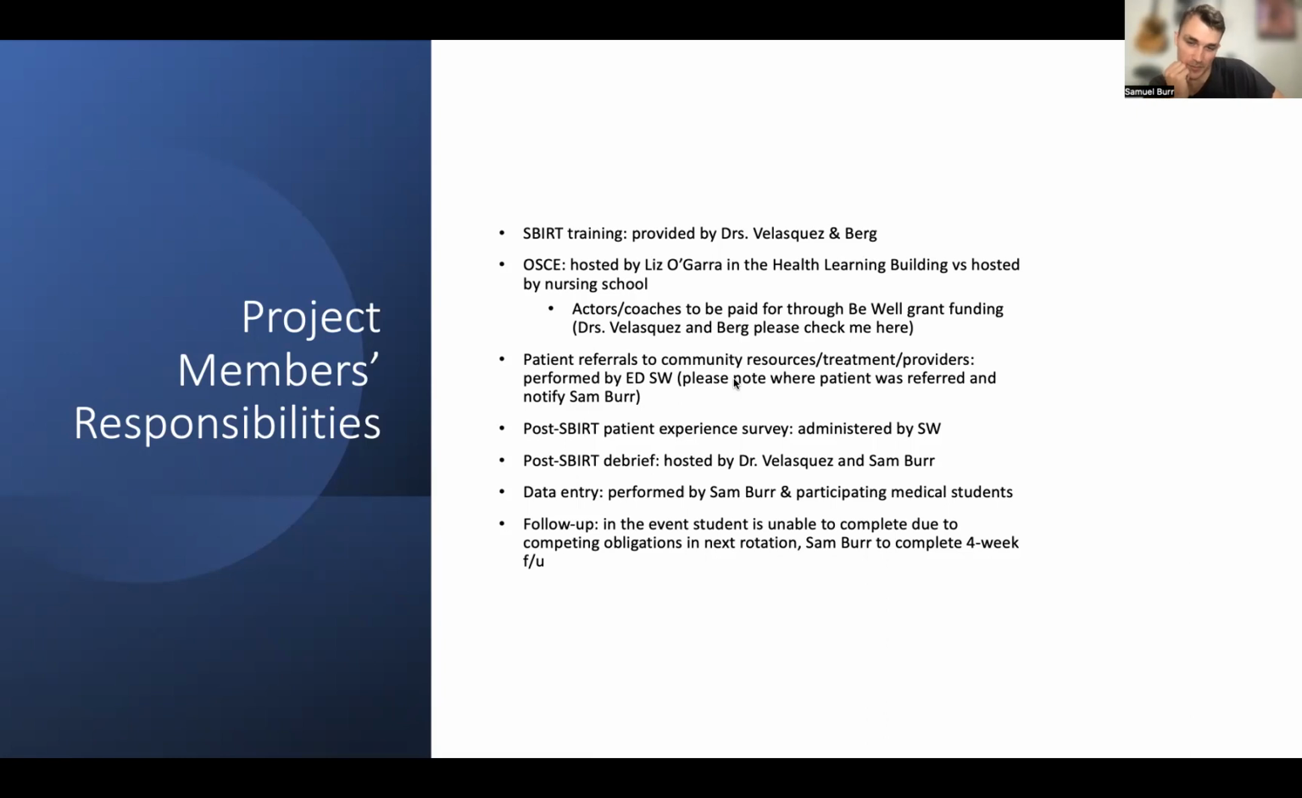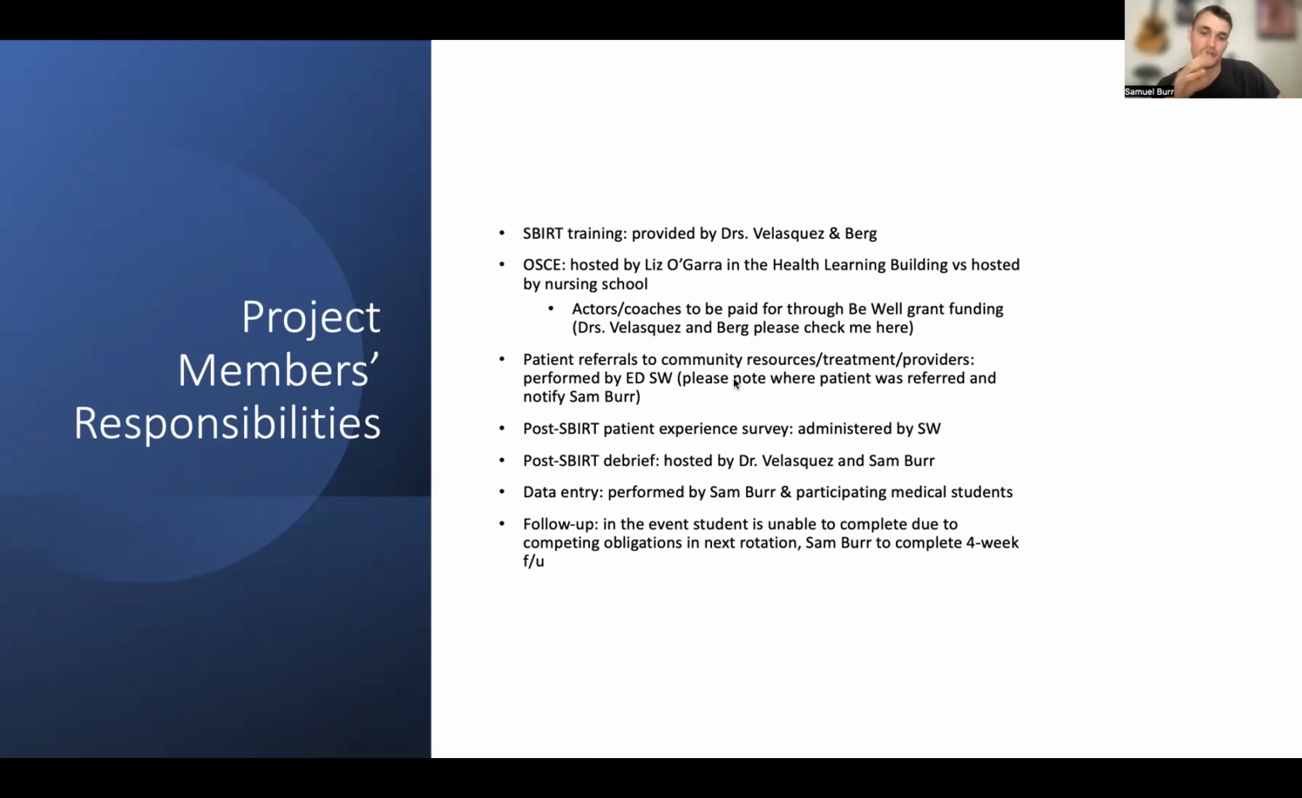Referrals obviously would be performed by the ED social work. And I think something that'll be helpful is to note where they're going or where they've been referred, so we can communicate that to the students so that they can ask informed questions during the follow-up.